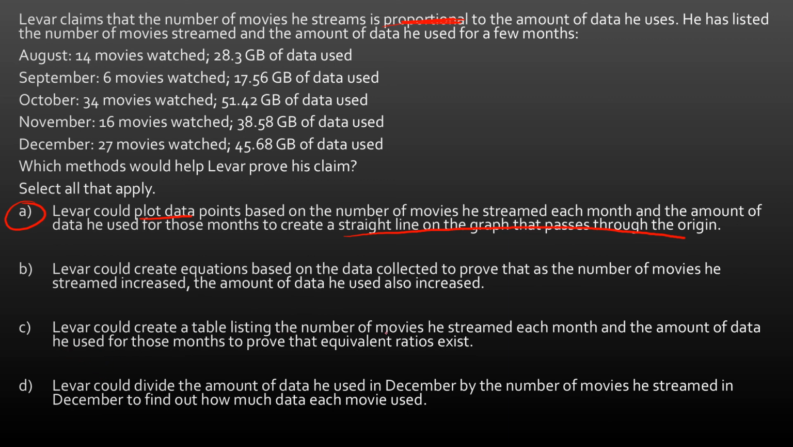He could create a table listing the number of movies he streamed each month and the amount of data he used for those months to prove that the ratios are equivalent. Okay, so this part here with that equivalent ratios, that part is huge because that is what we look for when we have a table, right? And this bottom one here talking about he could divide the amount in December, that doesn't make sense because he'd have to do that for every month and it's not saying that. So the two that we want to look for here is the first one where you're creating a graph that has a straight line and passes through the origin, and then the second one is creating a table where we're making sure all of those ratios are equivalent.